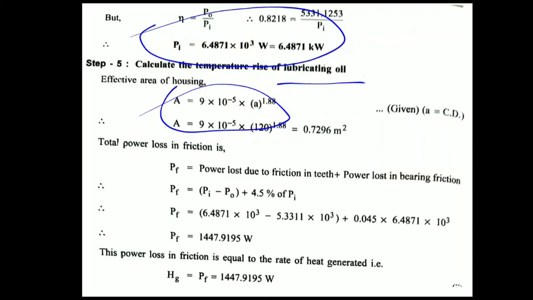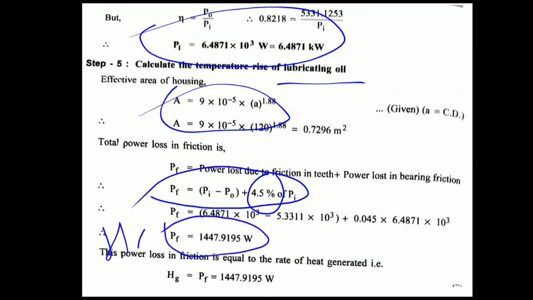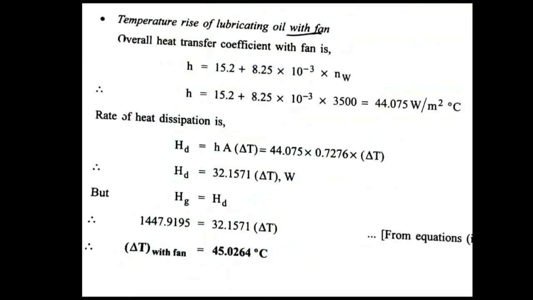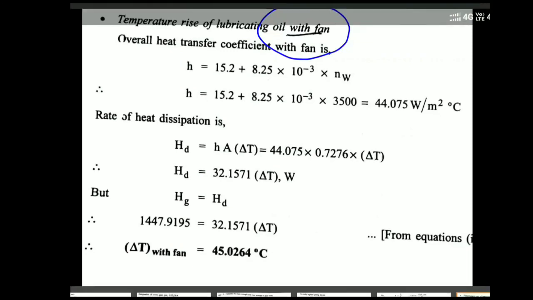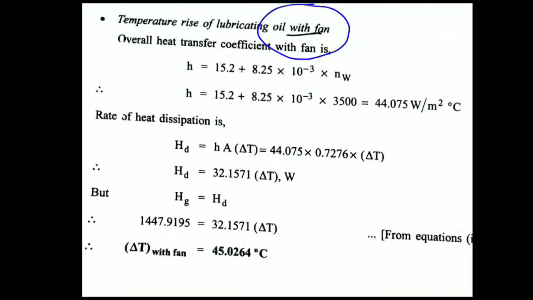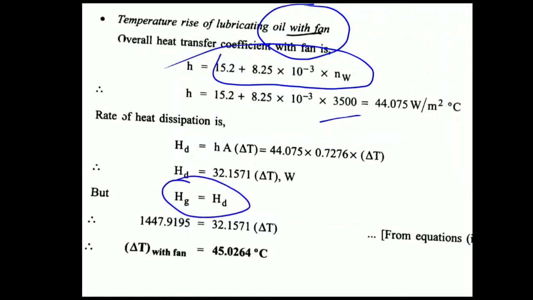So for that lubricating oil we need to calculate power lost plus 4.5, which is important, that we need to add, that is frictional loss. After adding this we'll get the power lost, which is equal to heat generation. Next, we have to check with fan and without fan. Now with fan, the temperature of lubricating oil, 15 plus something is given. So just add it and compare the heat dissipation and heat generation, we will get 45 degree. Okay, with fan is this much, that is sufficient.